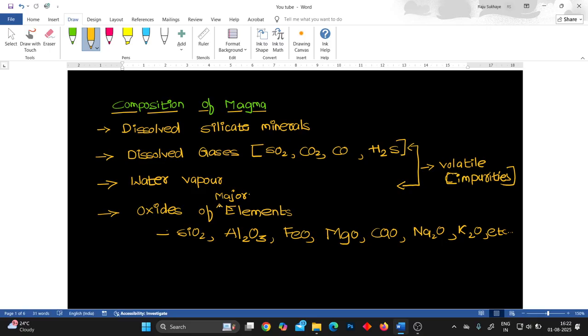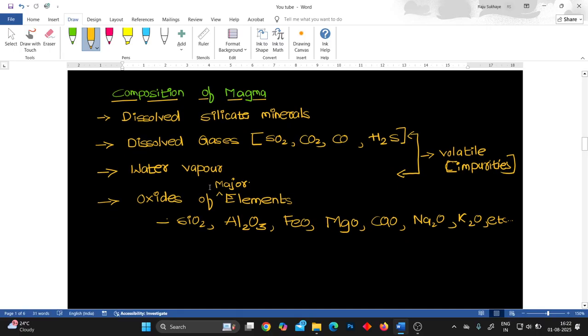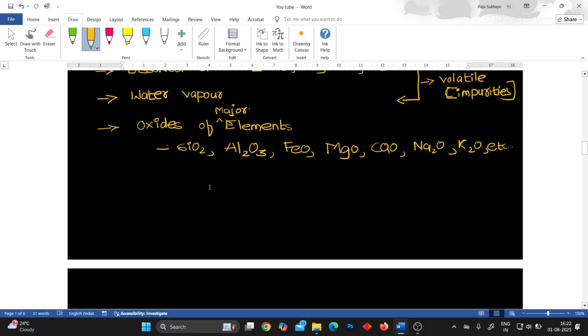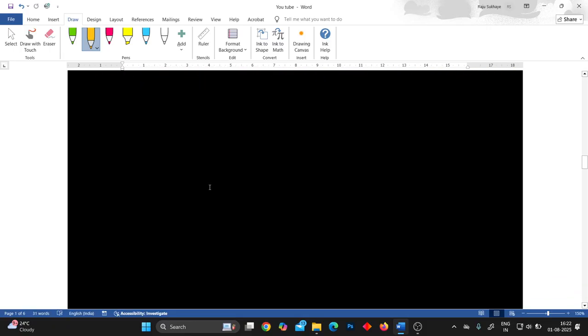Apart from that, it also consists of major oxides of elements like silica, aluminum, iron, magnesium, calcium, sodium, and potassium. So in short, this is the composition of the magma. These are the things which are present in the magma. Next we'll be seeing the types of magma.